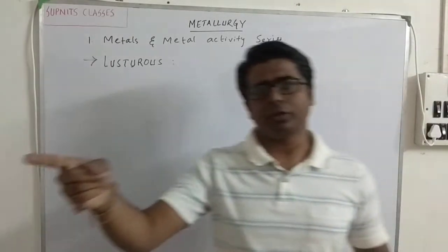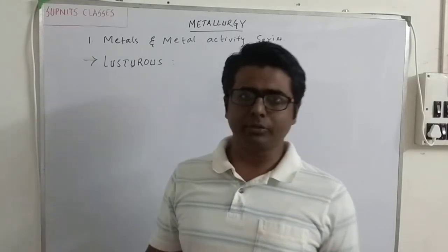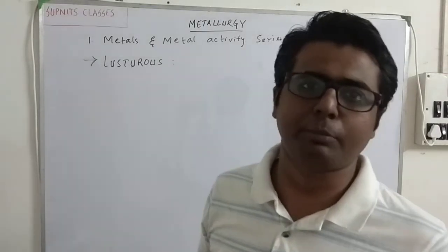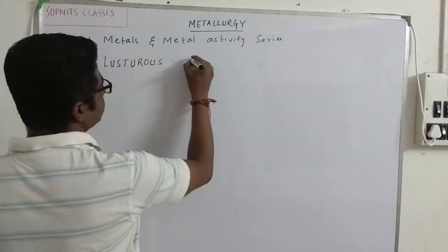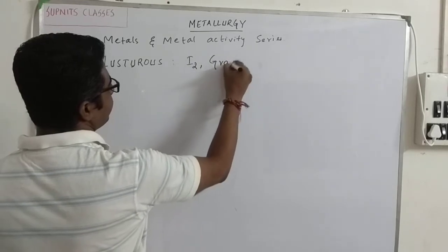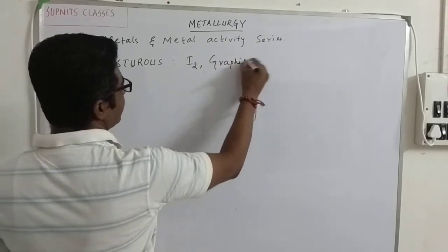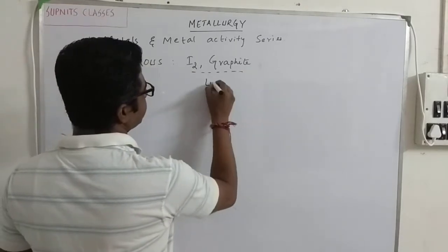Now if I go to the non-metal side of it, non-metals are not lustrous. Now coming back to exceptions, we should know which are the non-metals which are lustrous. So there are some non-metals which are lustrous, like iodine and graphite. Graphite is an allotrope of carbon. These two are lustrous.